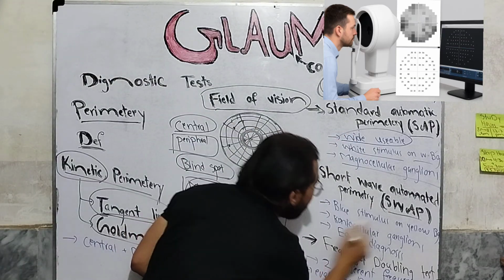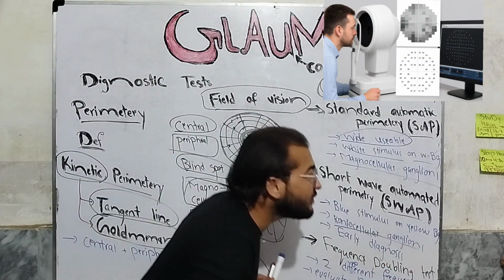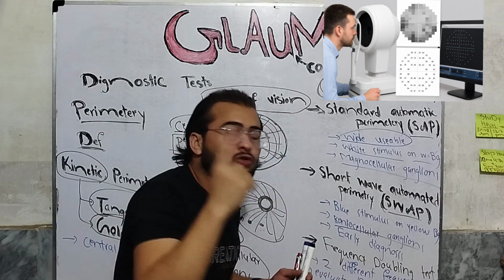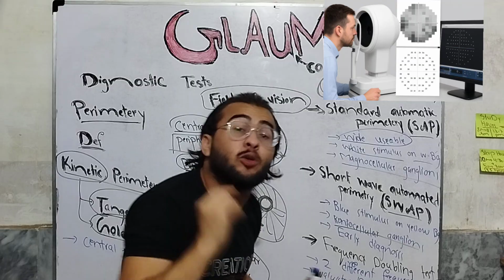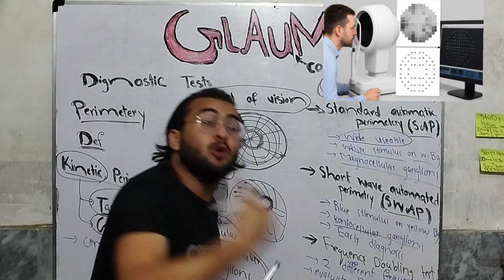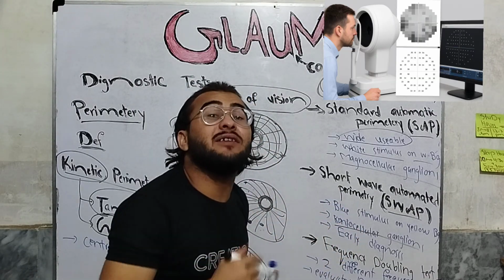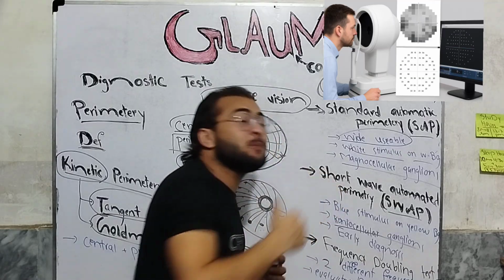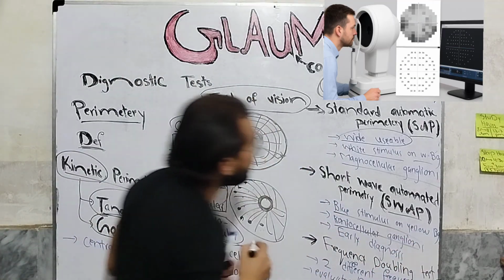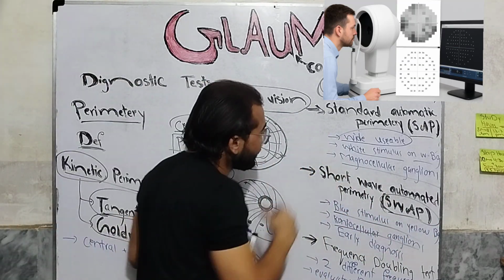So shortwave is evaluating the coniocellular ganglions, and it is used inside the machine. A blue stimulus will be presented on a yellow background, as we know that the coniocellular ganglions detect the blue light. So shortwave will present blue light on a yellow background, and will check for any defects in the visual field. So this is an important procedure for checking the visual field defects.